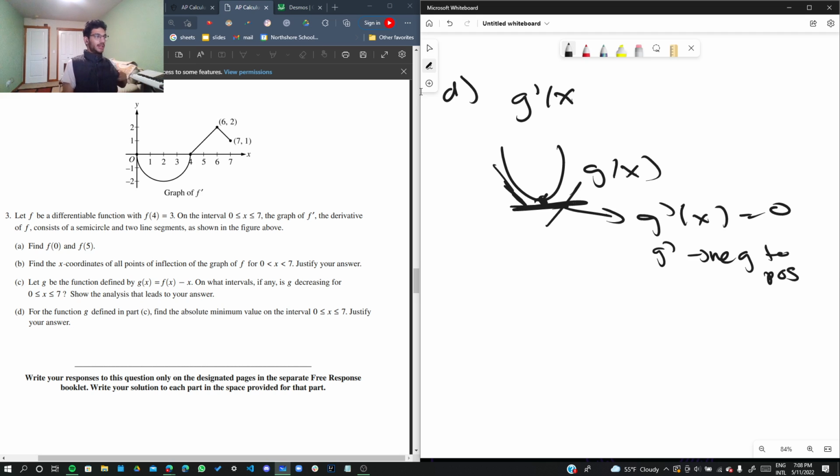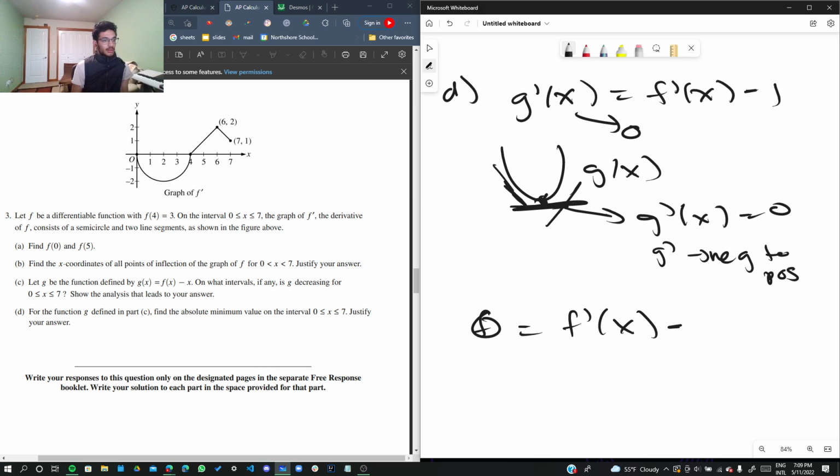So what we have here is at x equals -2, that's our minimum, or, no, that's bad terminology, never mind. We need to find when this is equal to 0. So 0 is equal to f prime of x minus 1. So f prime of x is equal to 1. Now we need to find when f prime of x is equal to 1. Yeah, actually, that's right. Okay, f prime of x is equal to 1.